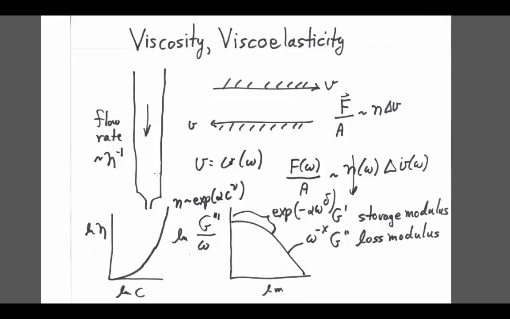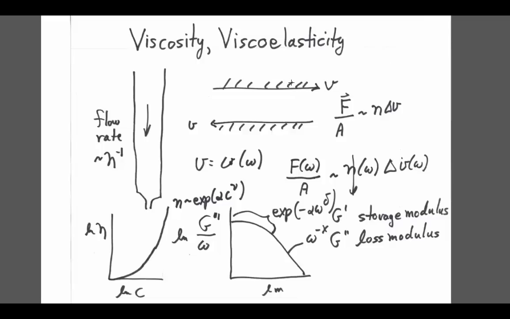You're still timing a flow rate. There are various complications, whether you're using a capillary viscometer, that's the little constriction, or a falling ball viscometer, but you're still measuring a linear flow rate. An alternative to this is to take two plates.